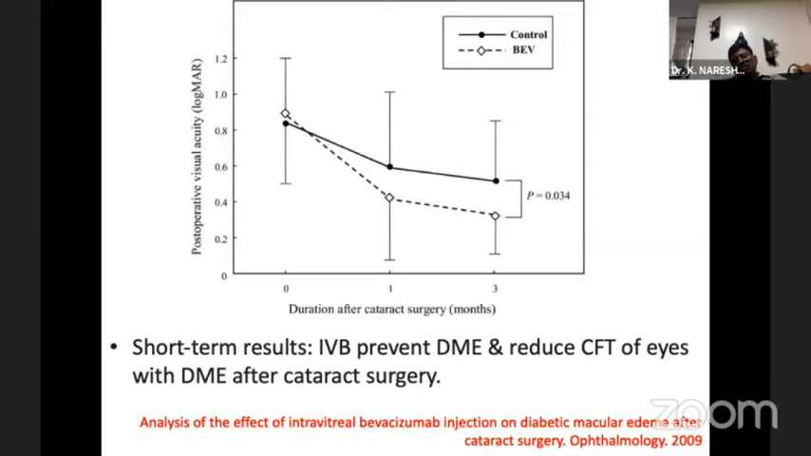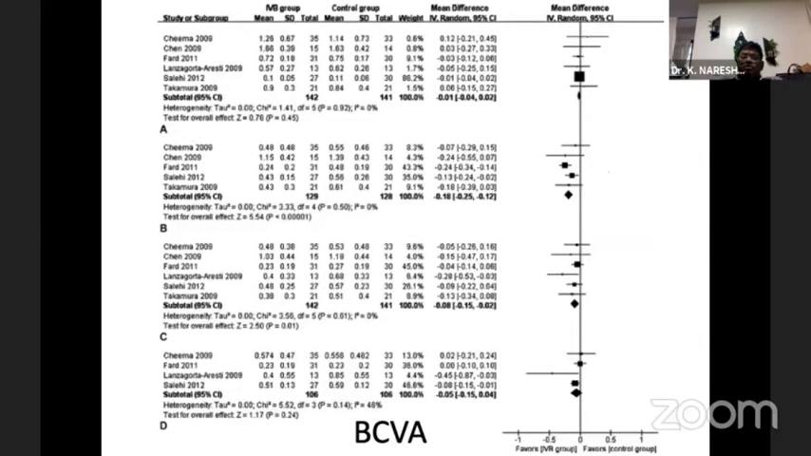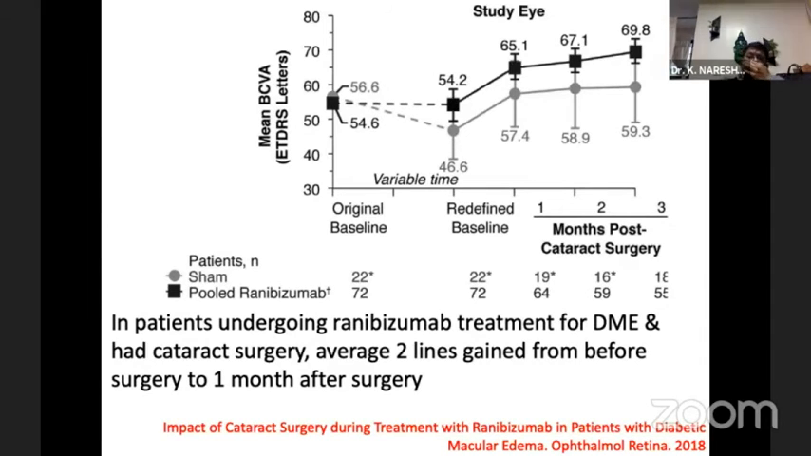So the short-term result says that IV bevacizumab prevents the diabetic macular edema and also reduces the CFT of eyes with the DME after cataract surgery. So in case you inject this after the cataract surgery, you can go for IVB if it is available. So this is about the CMT and the BCVA in these cases. Or we can go for ranibizumab or its biosimilars in these cases.